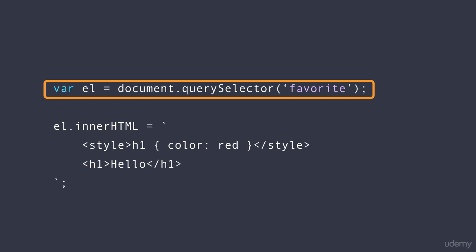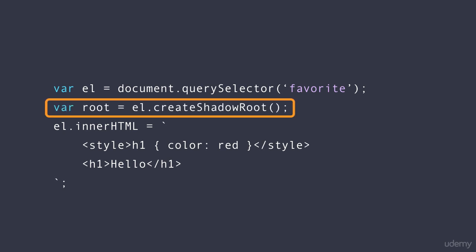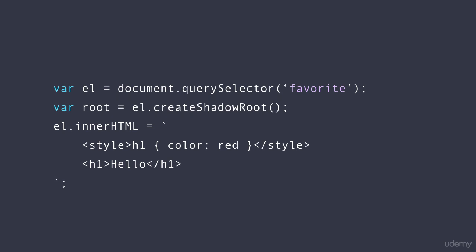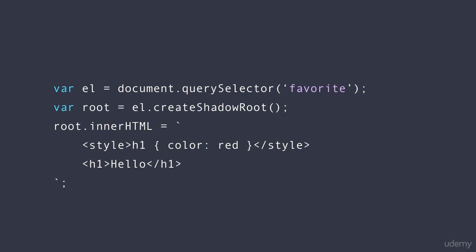So after we get a reference to this element, we simply call el.createShadowRoot. And this gives us the root of Shadow DOM for that element. Then instead of using the inner HTML property of the element, we use the inner HTML property of the shadow root. That's all. And with this, our h1 style will be scoped only to this element. It will not leak outside this element. So this is Shadow DOM.